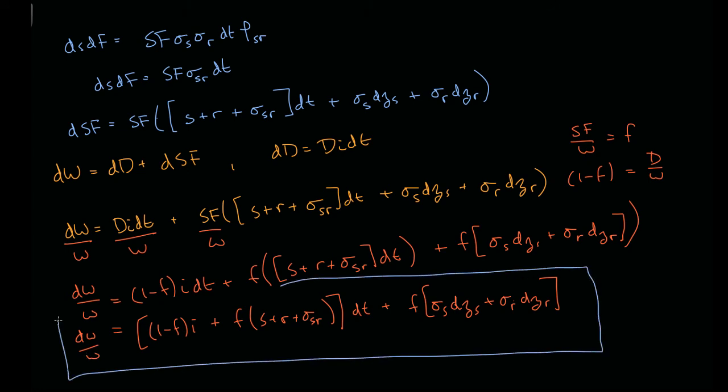So I'm going to cut this video here, and then in the next video we will find the expected value of this divided by dt, and also the expected value of this thing squared.